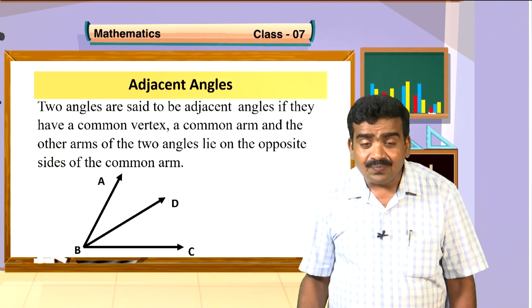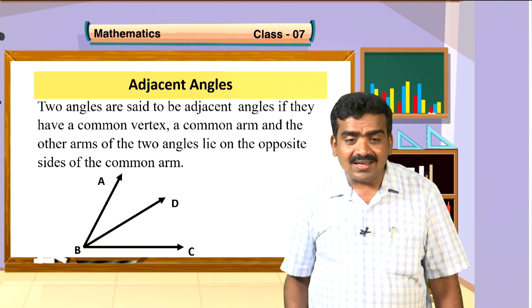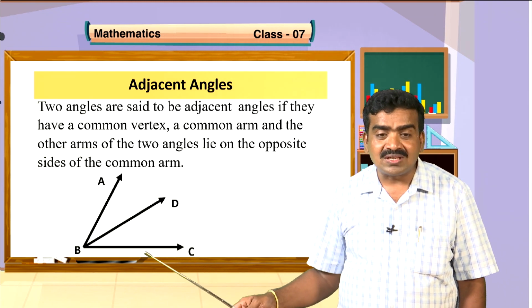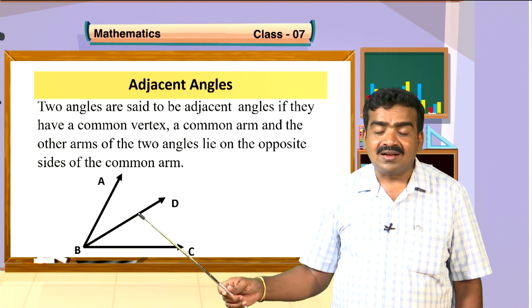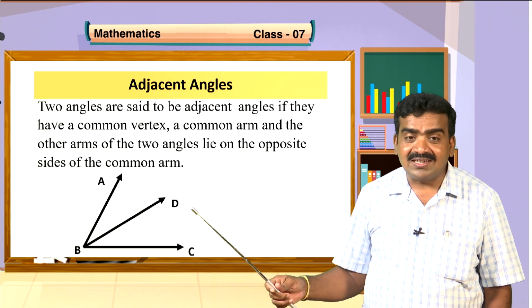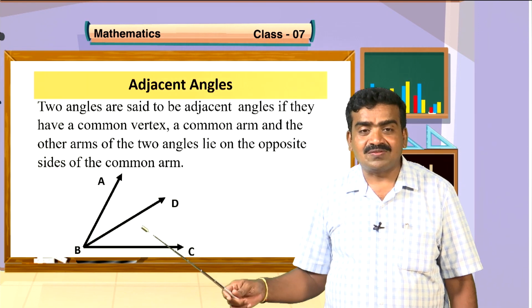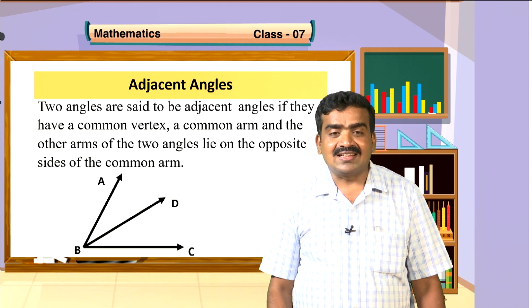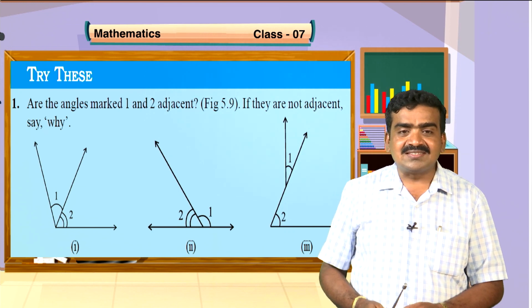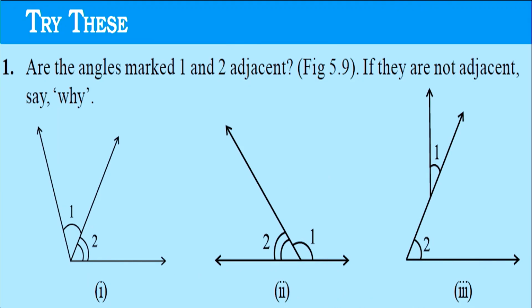Why are they called so? Because they have a common vertex and a common arm, and the other two arms are on either side, opposite to this common arm or common side. So these two kinds of angles are called adjacent angles. Now look at the pictures. The angles marked 1 and 2 are adjacent. If they are not adjacent, say why is the question. Look at the diagram very carefully.